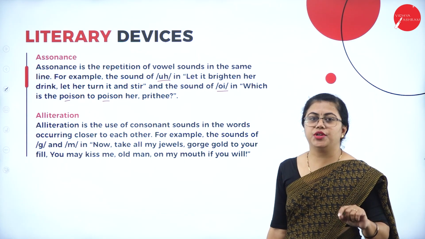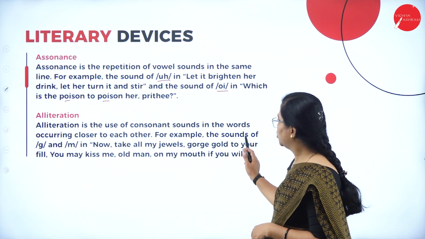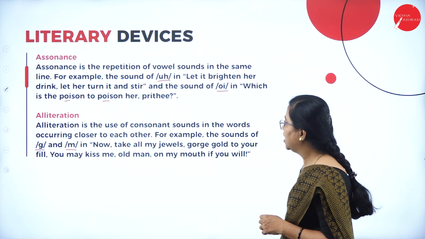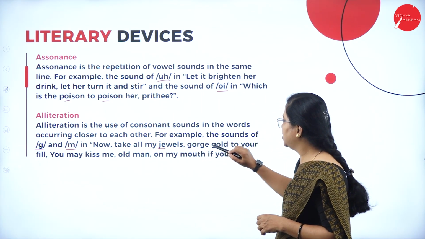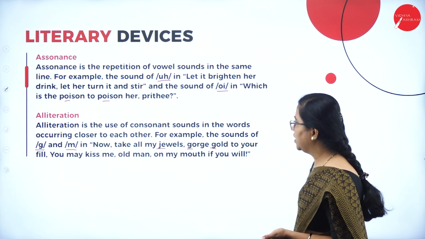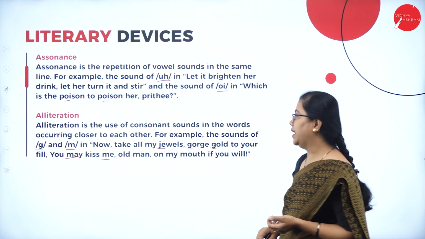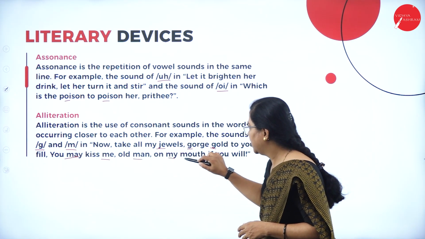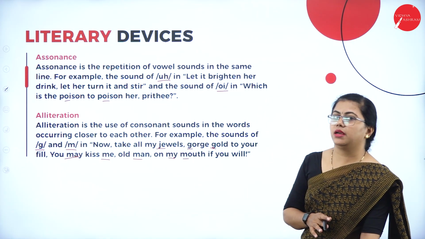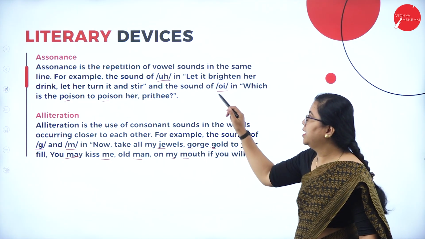Then we have alliteration. Alliteration is the repetition of the same sounds in the beginning of the word. Fine. So the sounds of G and M are repeated. Okay. So here you can see jewels, gorge, gold to your fill. So G is repeated, and M also is repeated here. You may kiss me, the M sound is repeated here. Fine. Old man on my mouth. So again the M sound is repeated. So this is alliteration. It has to be in the beginning only. If it is in the middle, it will become consonance. If it is in the beginning, it will become alliteration. If it is a vowel sound that is repeating, it becomes assonance.